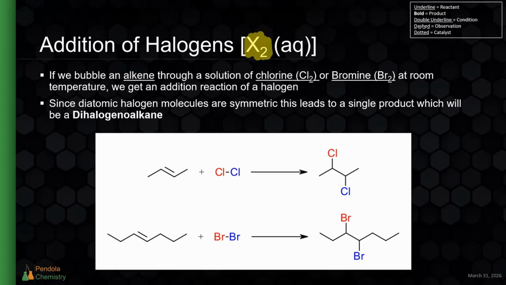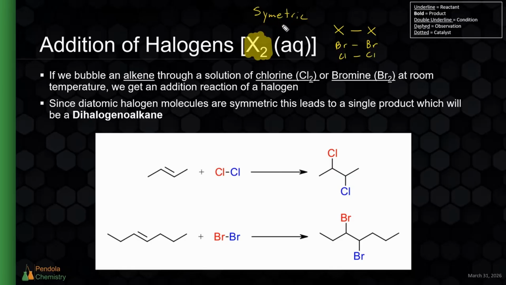So halogens are symmetric additives. They are exactly the same on both sides. We have X bonded to X, so that could be Br bonded to Br, or Cl bonded to Cl, etc.